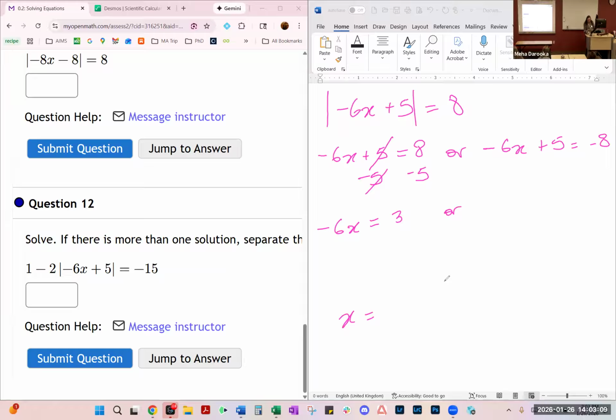And then same thing on the other equation. We start by subtracting 5. We are left with negative 6x equals, now you are doing negative 8 minus 5, which will give us what? Negative 8 minus 5. Yeah, very good, negative 13. And then of course you want to get the x by itself on the other side. So let me know what our two x values are coming out to be.